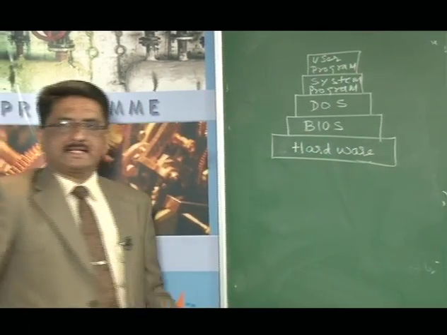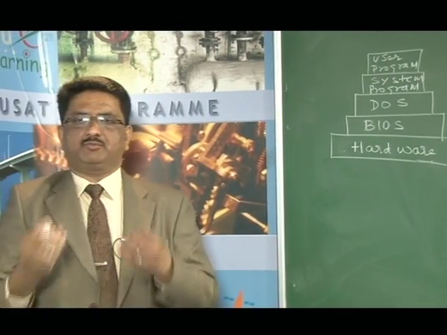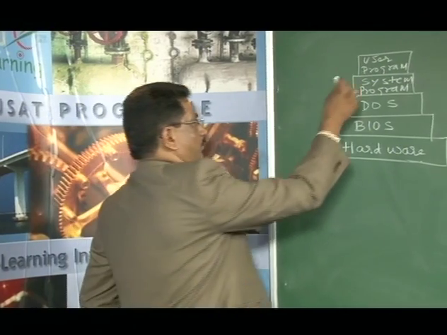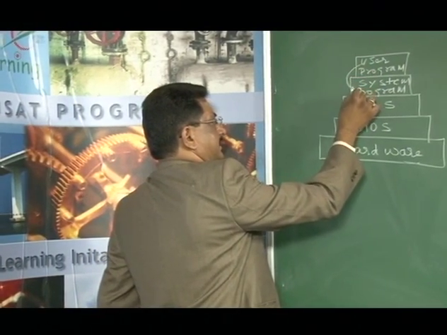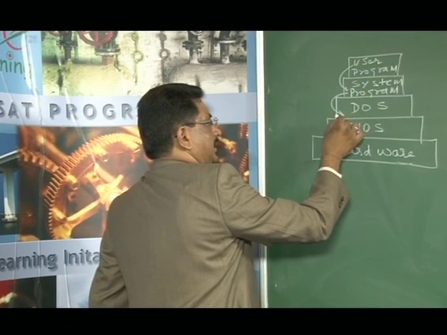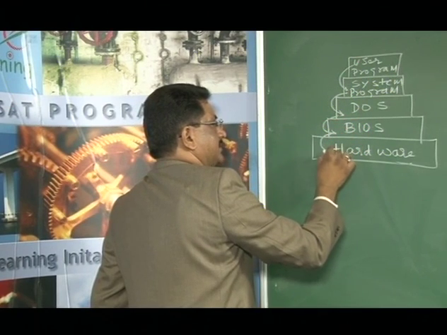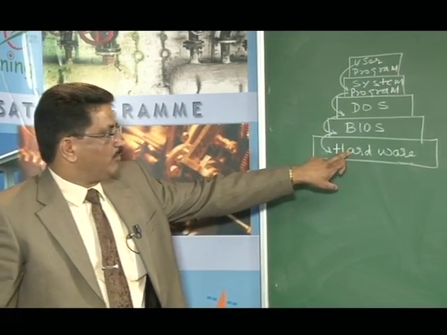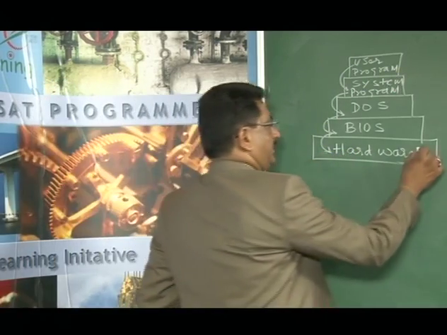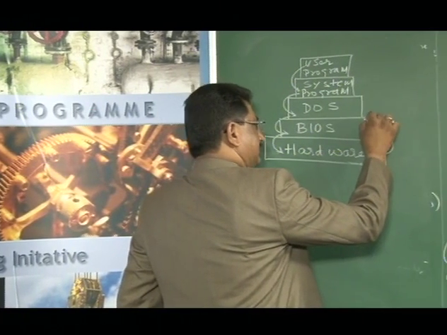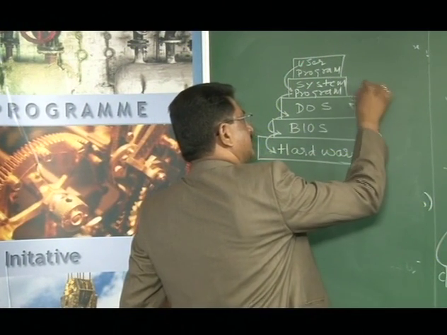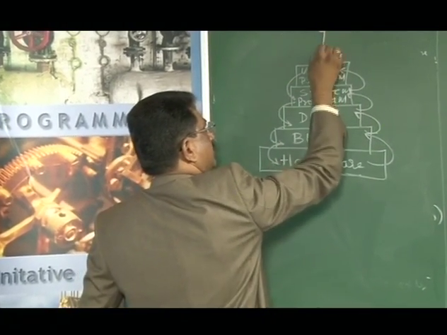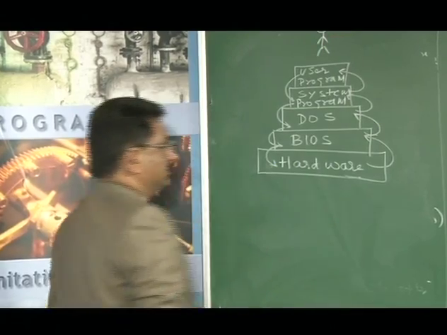So, if I want to access the hardware, what is the hardware? Hardware can be your processor, your memory, your hard disk, anything. So, your user program sends a request to the system software, and the system software in turn sends it to the DOS, and DOS in turn sends it to the BIOS, and BIOS will help us in accessing the hardware. So, this is basically how it works. Hardware will return the value to BIOS, to DOS, then to the system program, then to the user. So, this is the user who is trying to work on the hardware.